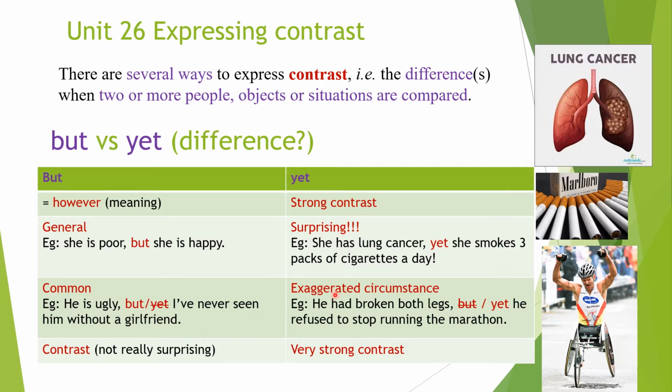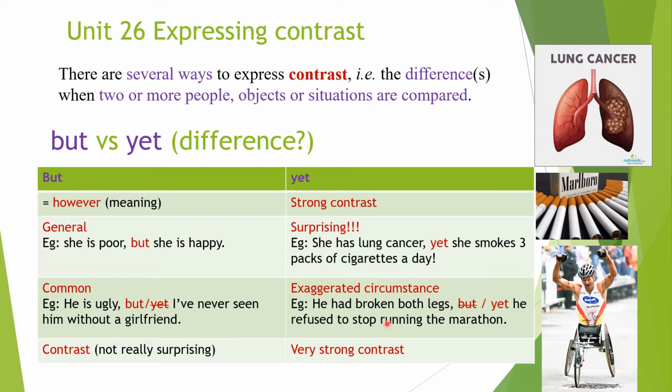Nothing surprising. But when we use the word yet, we use it in exaggerated circumstances. You will say, wow, shocked. For example, he had broken both legs. We use the word yet: yet he refused to stop running the marathon. Look at him. He doesn't have two good legs anymore, yet he still refused to stop running the marathon. That means he still wants to run the marathon competition. So these are very exaggerated circumstances. It's not easy to do.